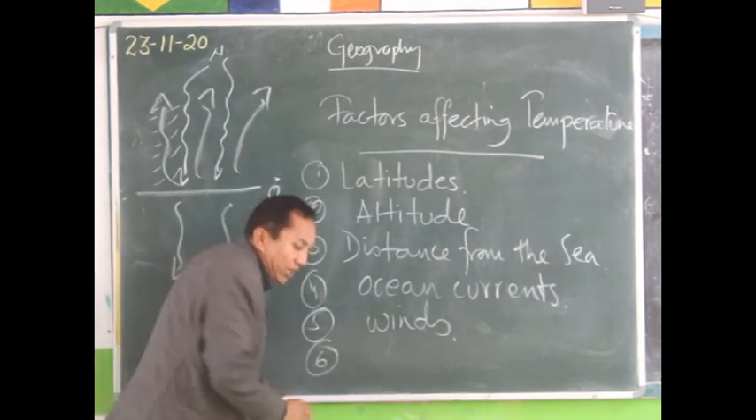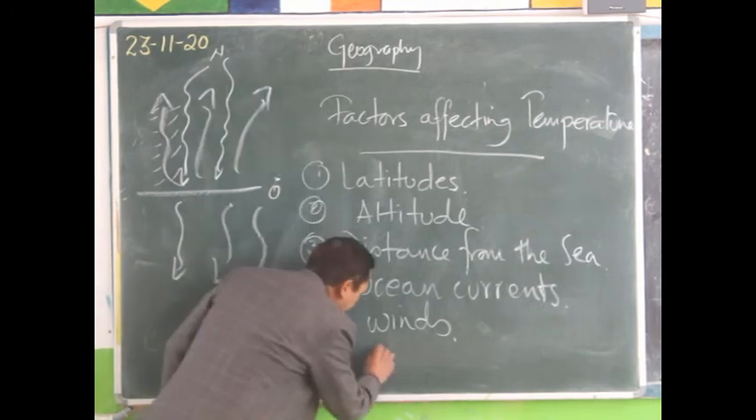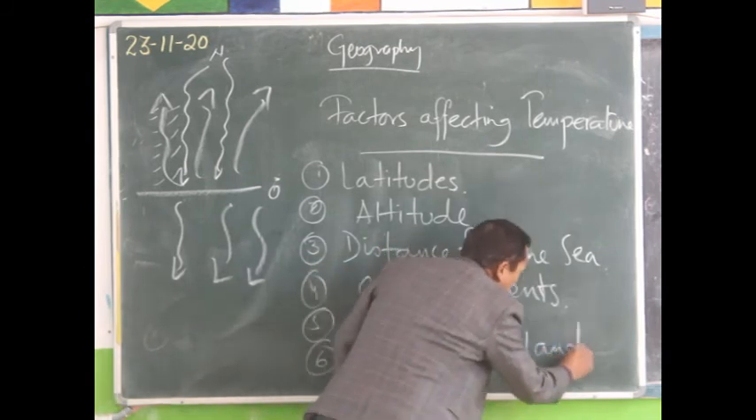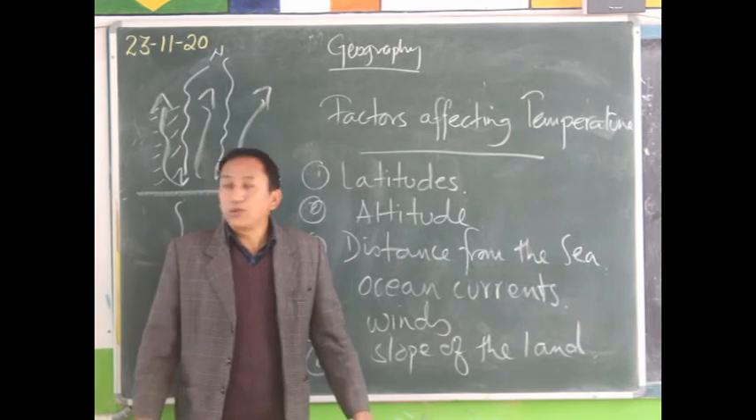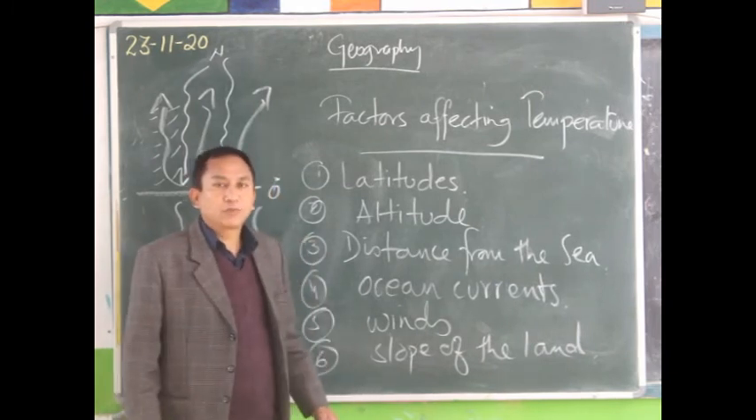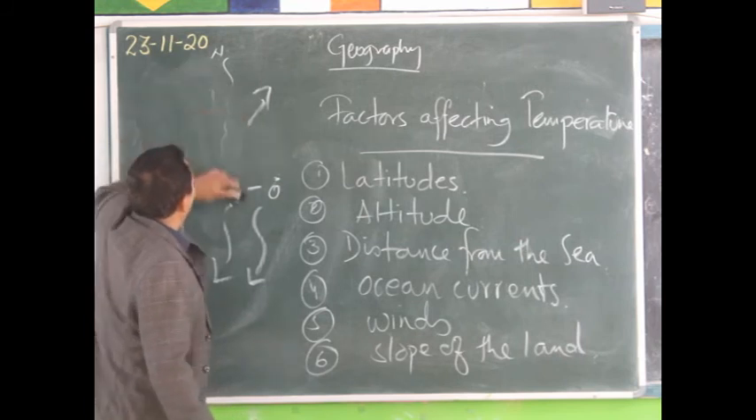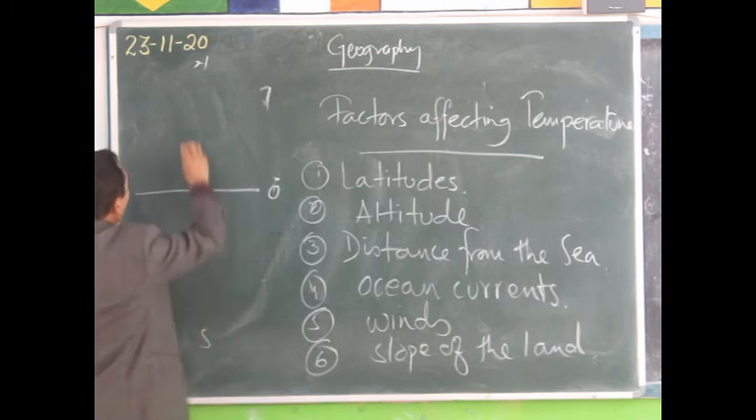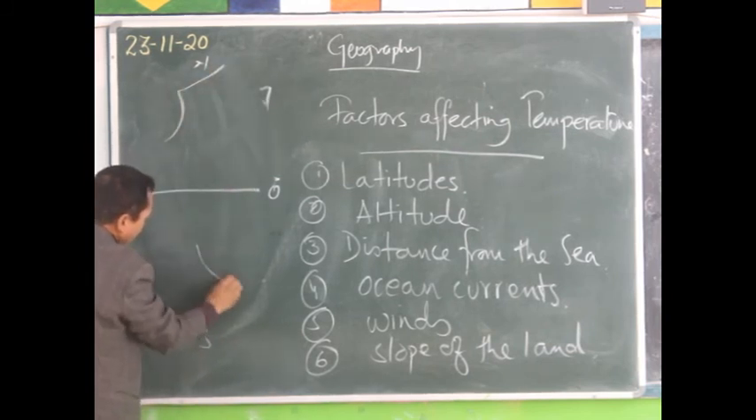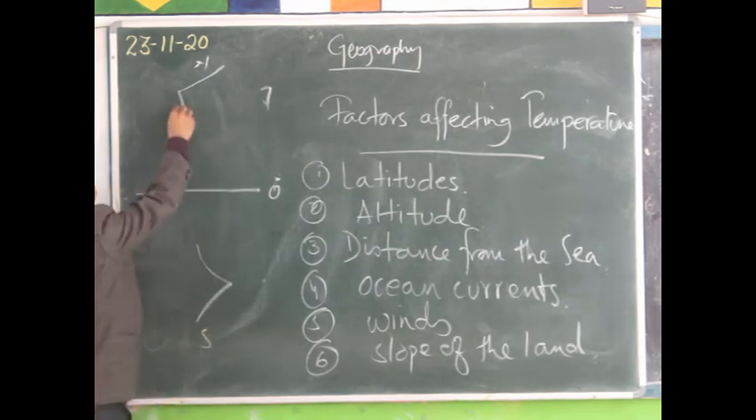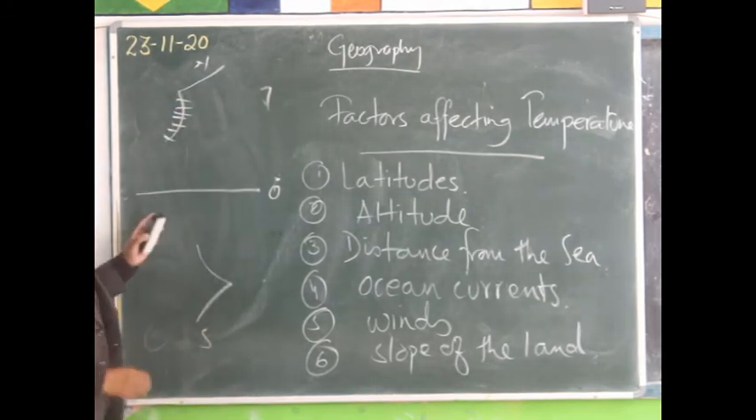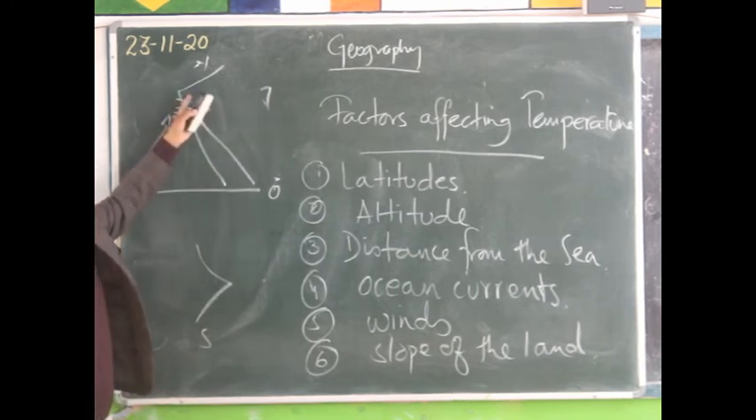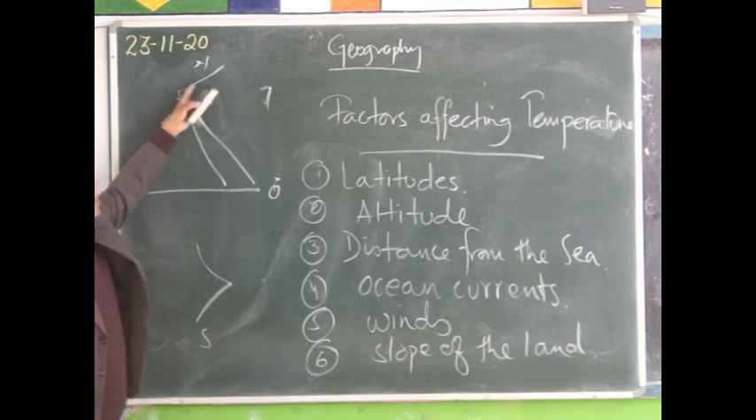Number 6 we have is slope of the land. Slope of the land is also another factor which influences the temperature of a place. Now if you see in the North Pole, suppose this is the equator, this is the North Pole, this is the South Pole, and these are the mountains here. See, in the northern hemisphere, the south facing slope is warmer because the sun's rays fall on this region here. Therefore, the south facing slope of the hill is warmer compared to the north facing slope.